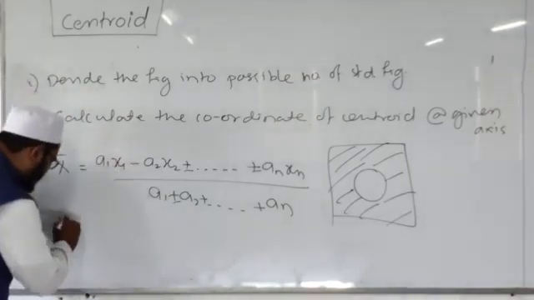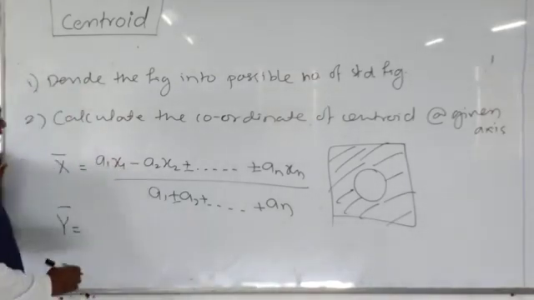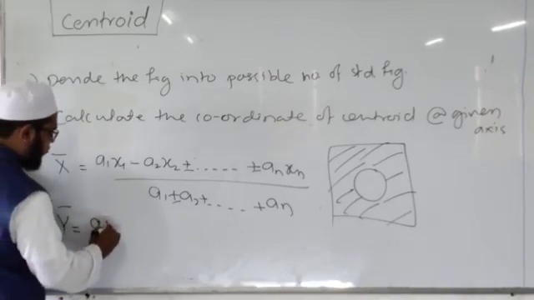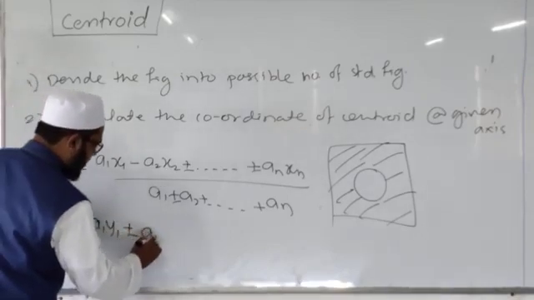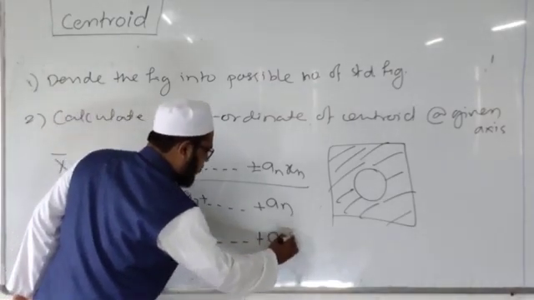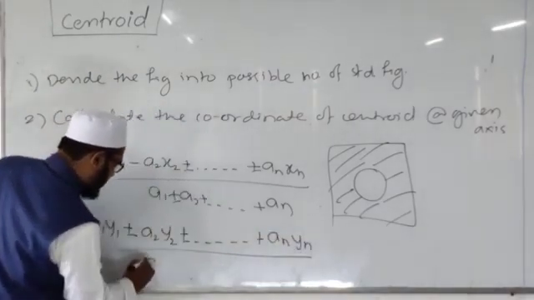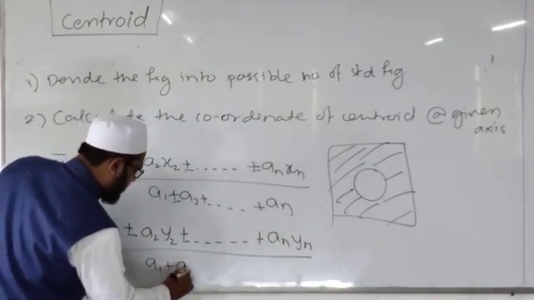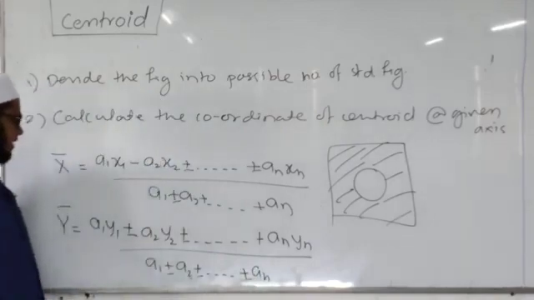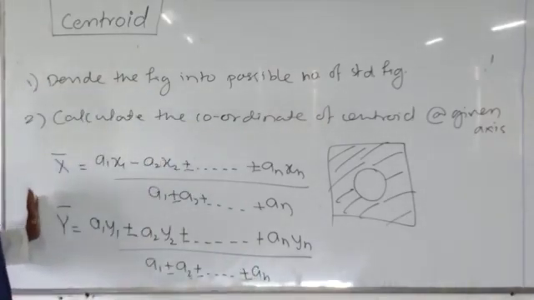Okay. Similarly, we will calculate the y coordinate of the centroid: y bar equals a1 y1 plus or minus a2 y2 plus or minus an yn, divided by a1 plus or minus a2 plus or minus an. That is the formula for the y coordinate of the centroid.